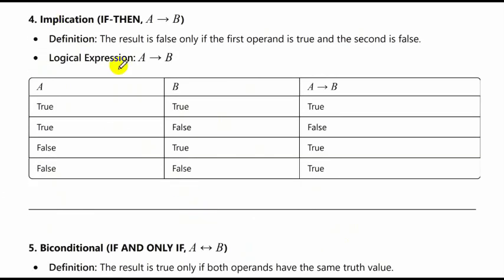Let's move to the next one, implication, if-then. The result is false only if the first operand is true and the second is false. If the first is true and the second is false, then it will become false. Otherwise, for the other truth values, it is true. So basically what it is trying to say is that the first operand, that is the first proposition, has to be true, then the result will be true. So we are using implication.